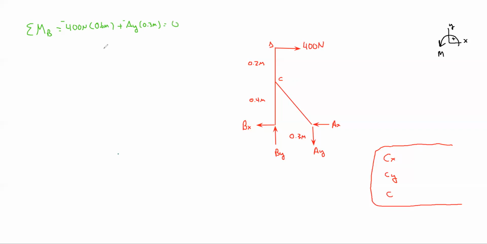Solving for AY, you get 400 newtons times 0.6 meters divided by negative 0.3 meters. AY comes out to be negative 800 newtons. Oh, I wrote in red. That's right. So we'll correct it in green. How about that?